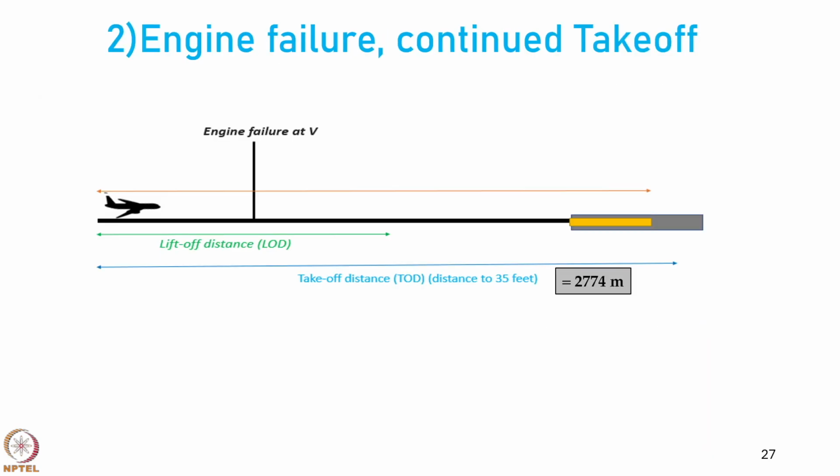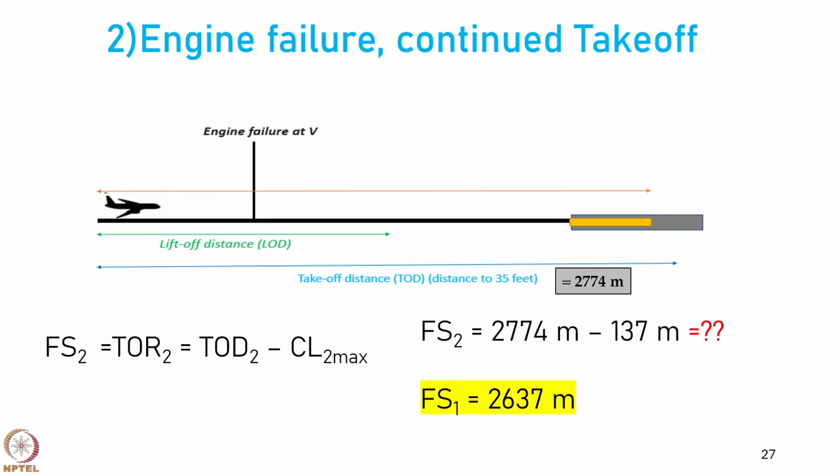This is one of the three distances which we need to remember as far as the full strength pavement is concerned. Moving ahead, let us look at again the engine failure continued takeoff case. Here FS2 is equal to TOR2, takeoff run from case 2, which is takeoff distance from case 2 minus CL2 max. Takeoff distance from case 2 is already mentioned as 2774 meters, and the maximum value of the clearway from the second consideration was 137 meters. Therefore, the difference of these gives us FS equal to 2637 meters.